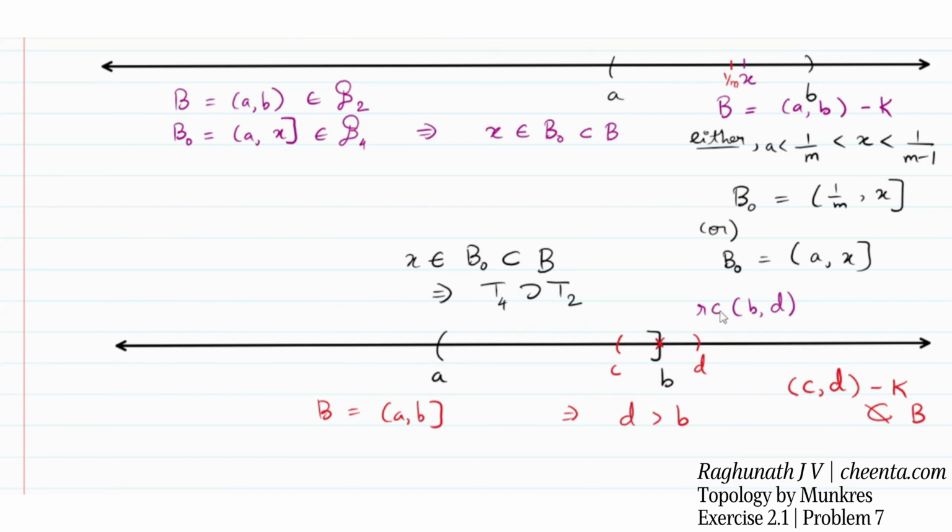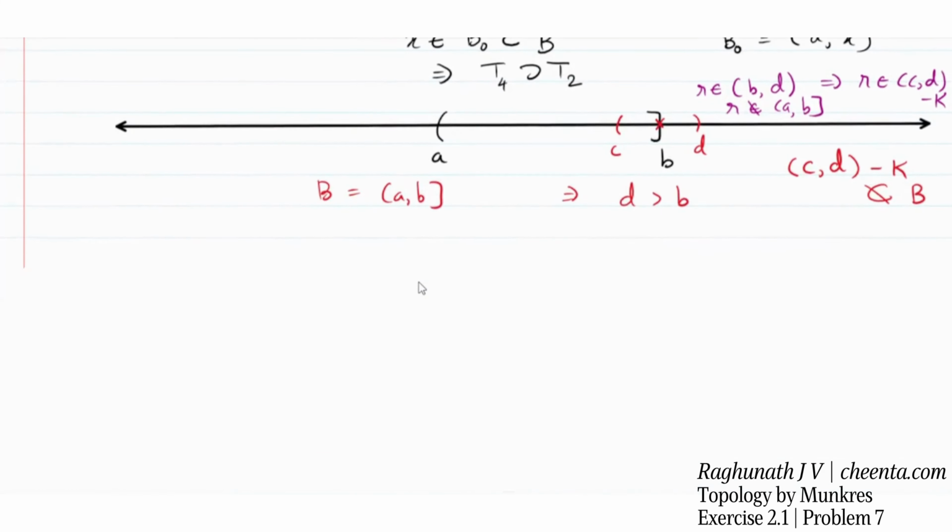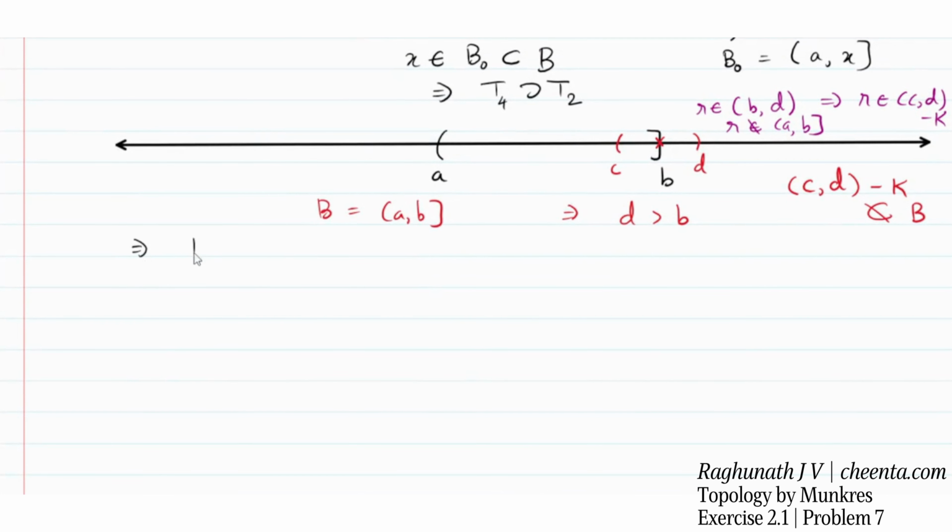Let's say that irrational number is R, but that irrational number does not belong to [A, B] closed, whereas that irrational number belongs to (C, D), which implies (C, D) minus K. So (C, D) minus K is not a subset of B. So that implies T2 is not finer than T4. So hence we cannot say the other way around. So now we have arrived at T4 is finer than T2, which is finer than T1.